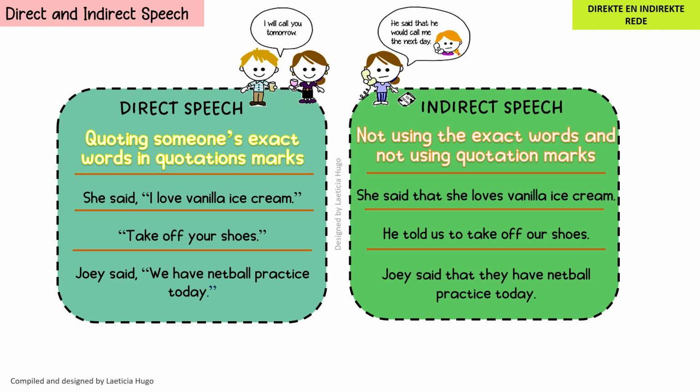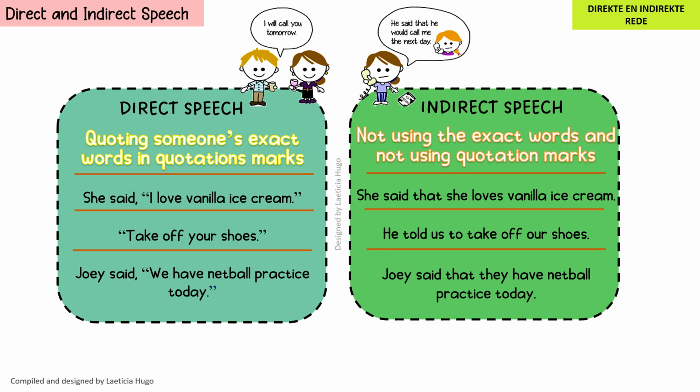First example, she said that she loves vanilla ice cream. Second one, he told us to take off our shoes. And then last, Joey said that they have netball practice today. So if you have a look at all these three sentences, you will see some words have changed. She said that she loves vanilla ice cream.